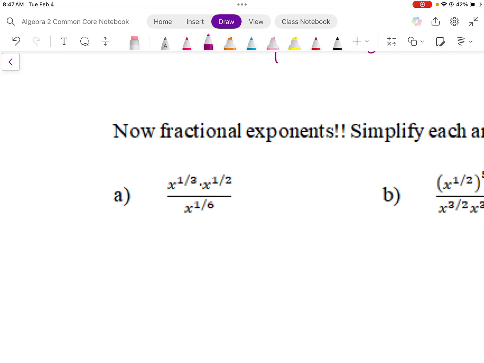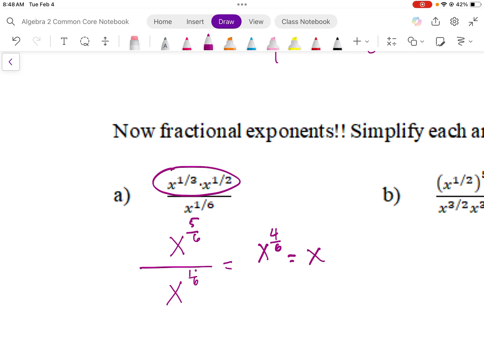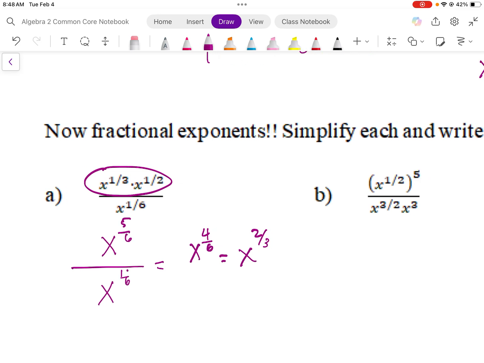Okay, these are all x's. So I would do the numerator first. So x to the 1/3 plus 1/2. 1/3 plus 1/2 is 5/6. So x to the 5/6 divided by x to the 1/6. 5 minus 1 is 4. So x to the 4/6, which makes x to the 2/3. You can go ahead and just say 5/6 minus, there's lots of ways you can do it, but that's what I would do.